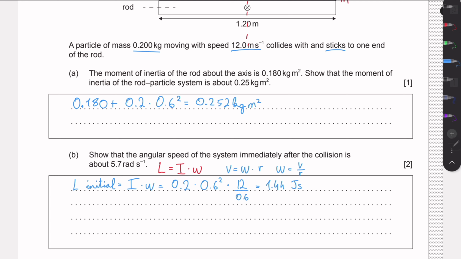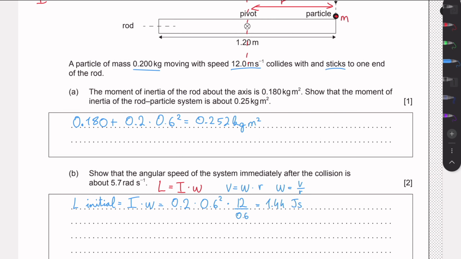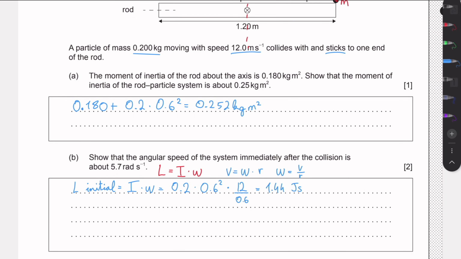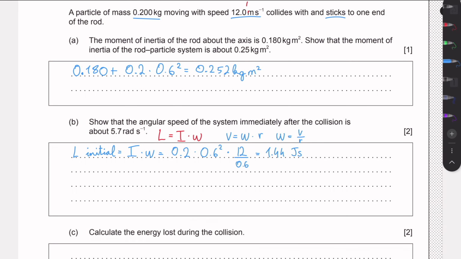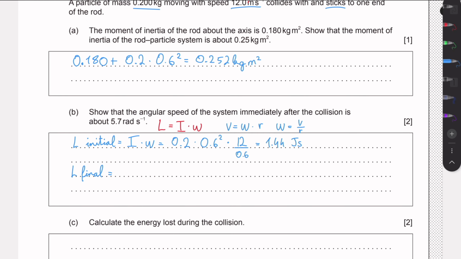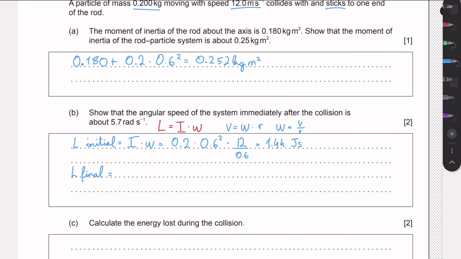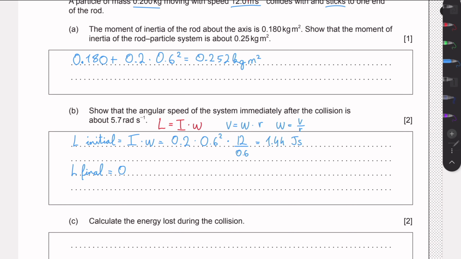These are just some in-between calculations, but anyways, it's important to remember what units you're working in so you don't start mixing units. All right, so now we have the L initial, and now we need the L final. Well, the final momentum will just be the total moment of inertia of the system and the final angular speed. So our total moment of inertia is just what we calculated already, 0.252, and this angular speed that we don't know. But we know that these two are going to be equal, so we can solve for the angular speed.